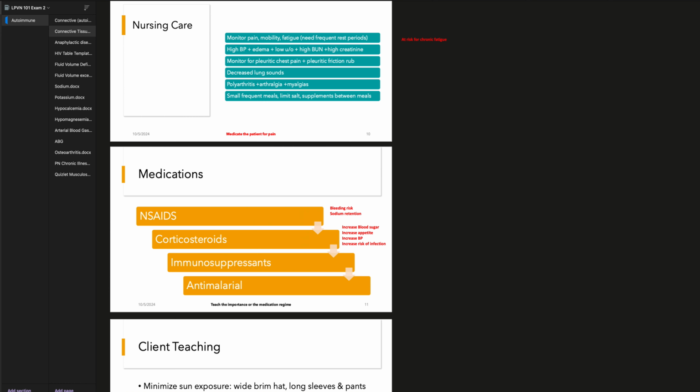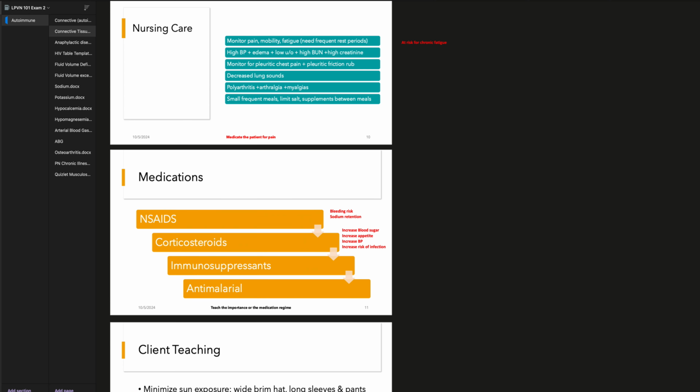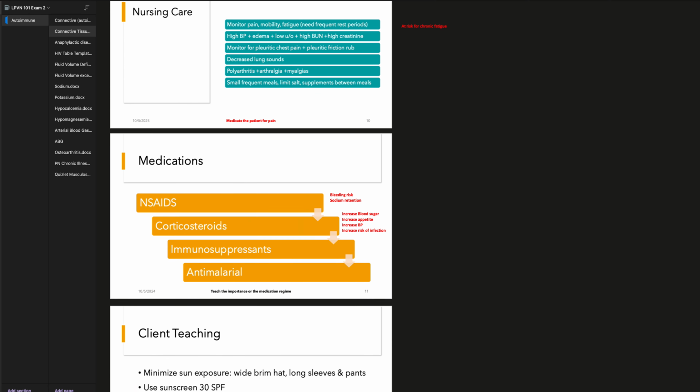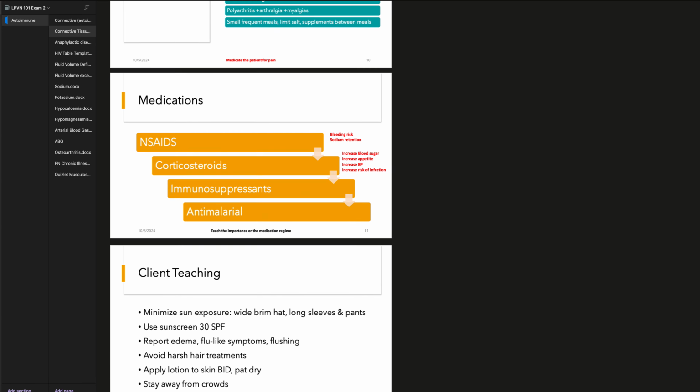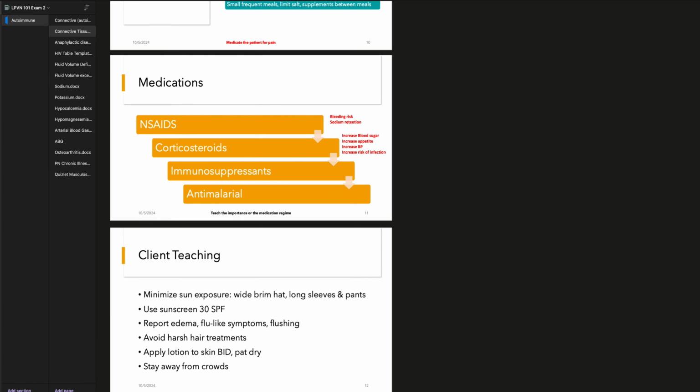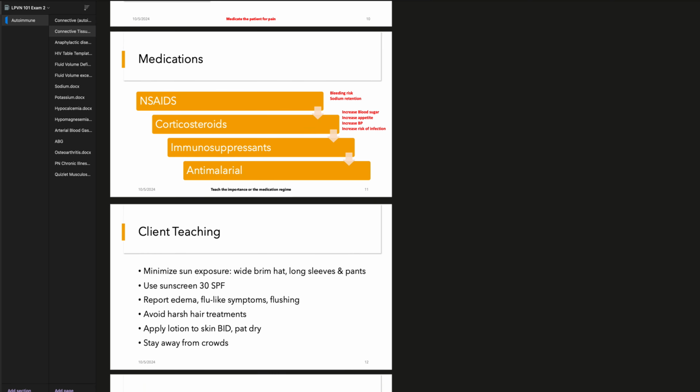Corticosteroids, an example of a corticosteroid would be like prednisone. These increase blood sugar. So that's important to know when somebody's on them. And they increase appetite. So people often gain weight when they go on corticosteroids. It increases your BP and increases your risk of getting infection. All important points. They go on immunosuppressants and antimalarials as well. So we have to make sure we're stressing the importance of the medication regime with them.